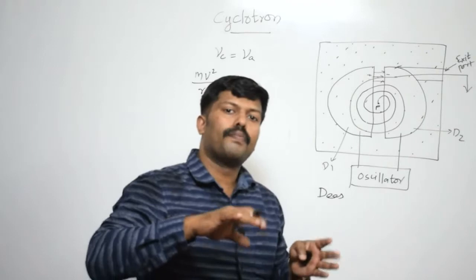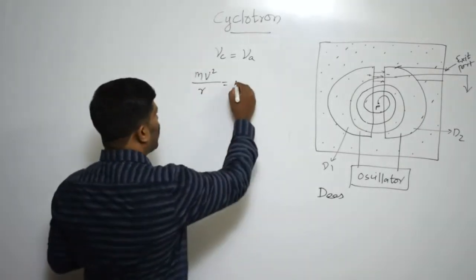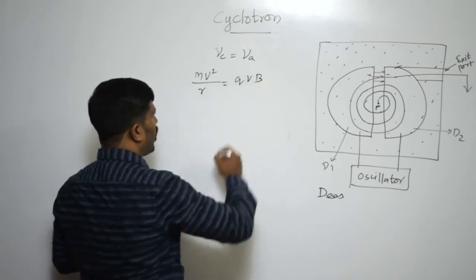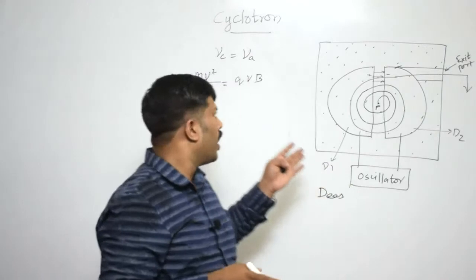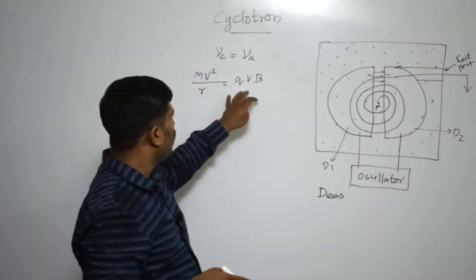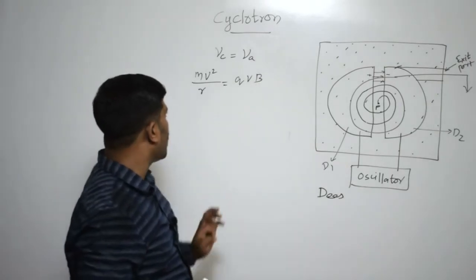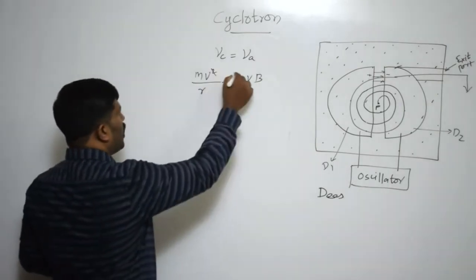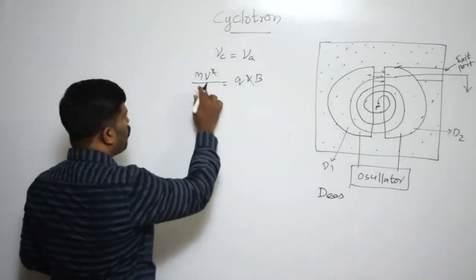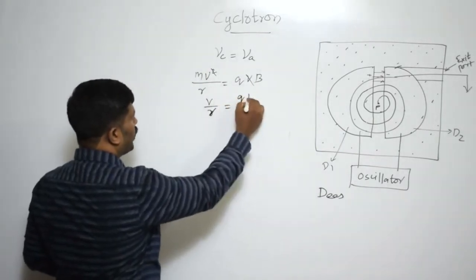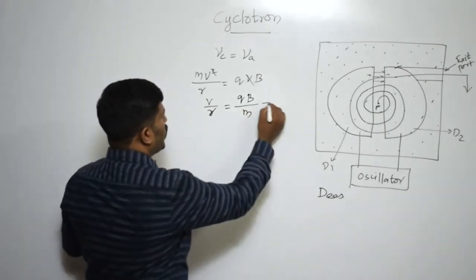This is acted upon by the magnetic force. So the magnetic force acting on the charged particle is QVB, right? This is known by means of the Lorentz force equation, that is QVB: velocity component, magnetic field and the charge. So in this, V and V will get cancelled, so we can find V by R, and if you bring this M to the right hand side, you will get QB divided by M. So now this is equation number A.